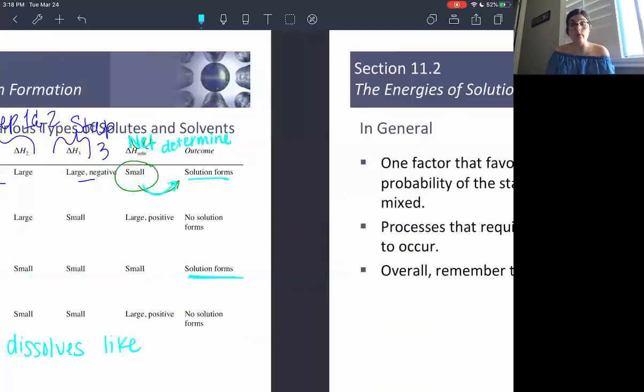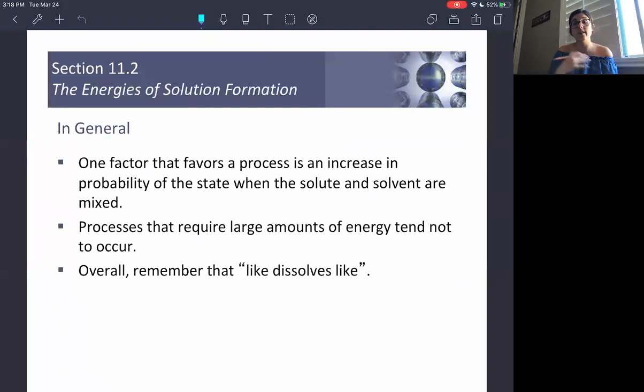So in general, one factor that favors a process is an increase in probability of the state when the solute and solvent are mixed. Gosh, that's a mouthful. So let's break it down. One factor that favors a process is an increase in probability of the state. What does that mean? An increase in the probability of the state is talking about stability.